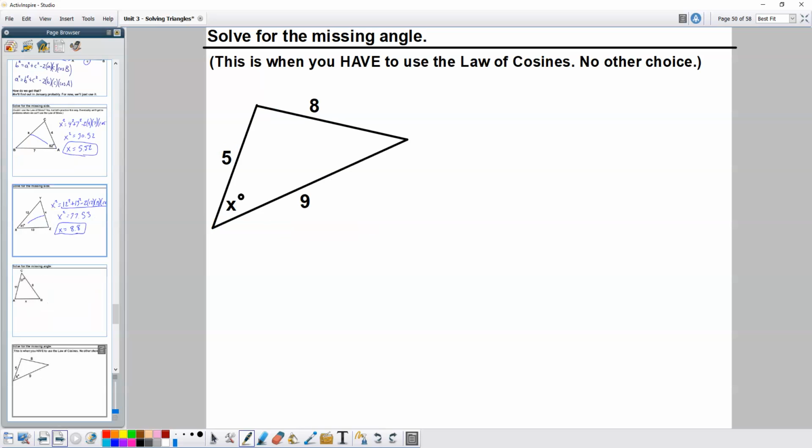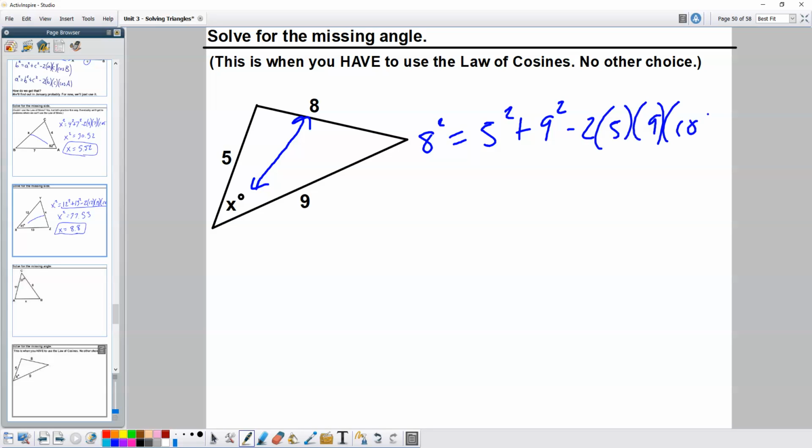Let's look at this one. This one's a little bit different. We're solving for an angle. So whenever we solve for an angle, no matter what level of math, we're going to be using an inverse of a trig function. So we've got sine inverse, cosine inverse, tangent inverse. On these, we're going to use the law of cosines, so we're going to be using cosine inverse. So let's just write it out. I've got x is across from the 8. So in this one, I'm going to say 8 squared equals 5 squared plus 9 squared minus 2 times 5 times 9 times cosine of x.